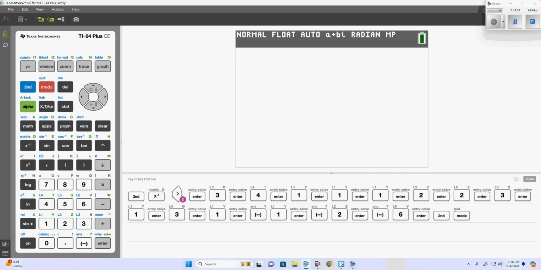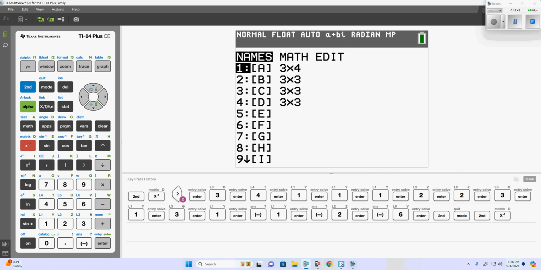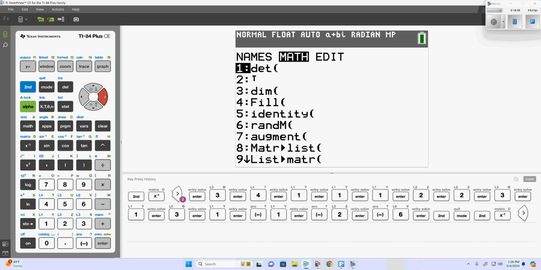Okay. Now we're going to apply our calculation to it. We need to do the reduced row echelon form. To do that, our first step is going to be second matrix. Now we're going to cursor over to MATH. All of these are different types of operations we can apply to matrices. The first one's determinant. I don't know what the second one is, but the third one is dimensions. If you do DIM matrix A, it will tell you the dimensions of matrix A.